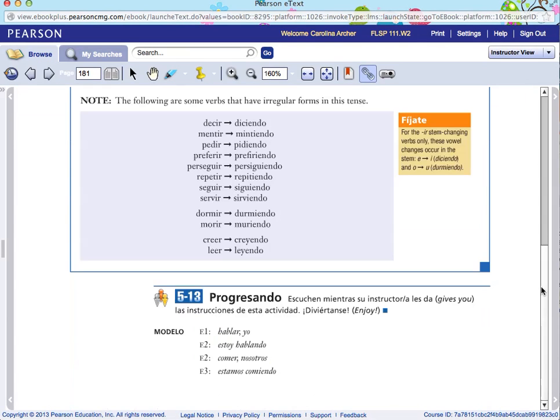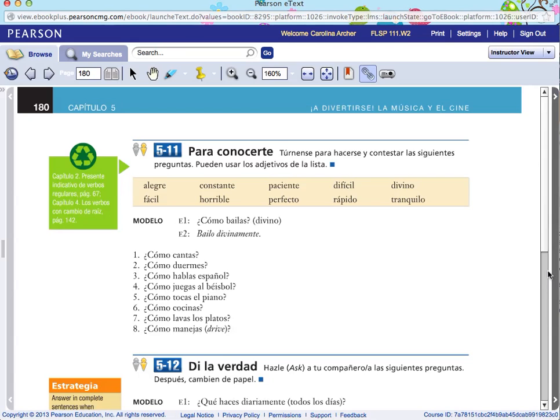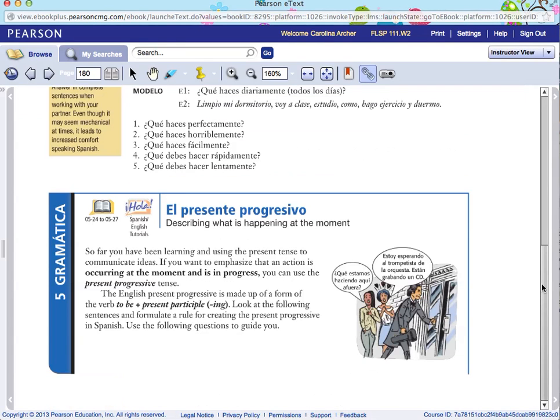And we are going to start with the present progressive, el presente progresivo, which is a verb tense that we use to describe what is happening at the moment. Like in English, we say it is raining, or I am studying, or she is coming, or they are talking. Okay, so something that is in progress at the moment, that is happening at the moment.